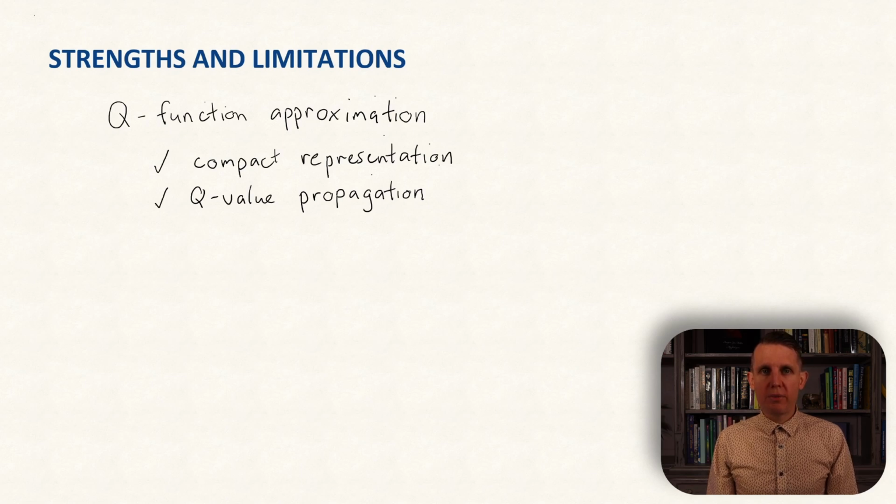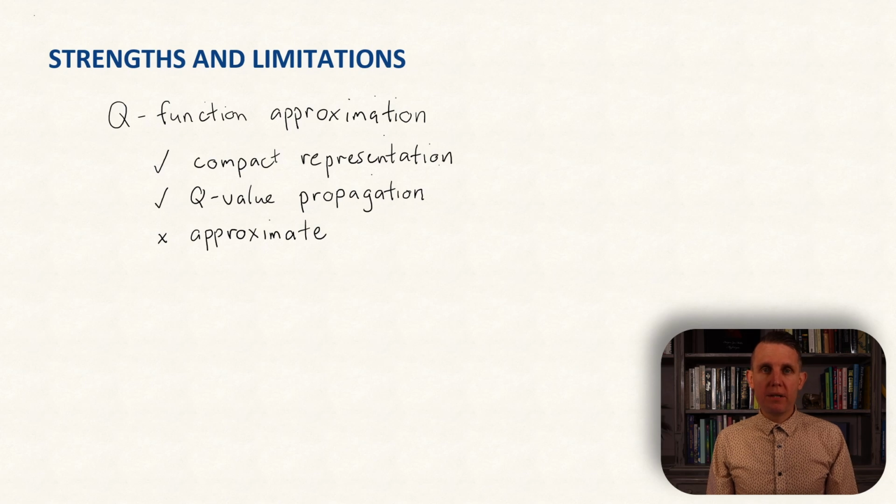However, Q function approximation also has some limitations. The first is that they're approximations. They only approximate the Q function that we're trying to learn. So convergence to an optimal policy is not guaranteed, although in linear Q function approximation, convergence to the global optimum is guaranteed for the features that we've selected.